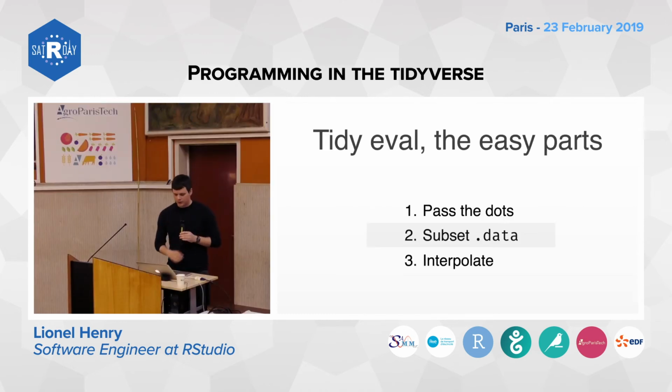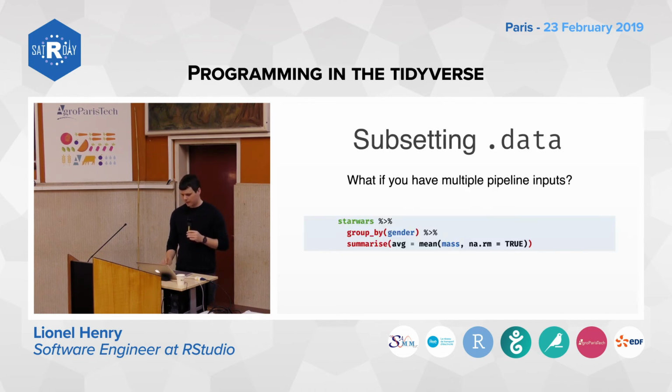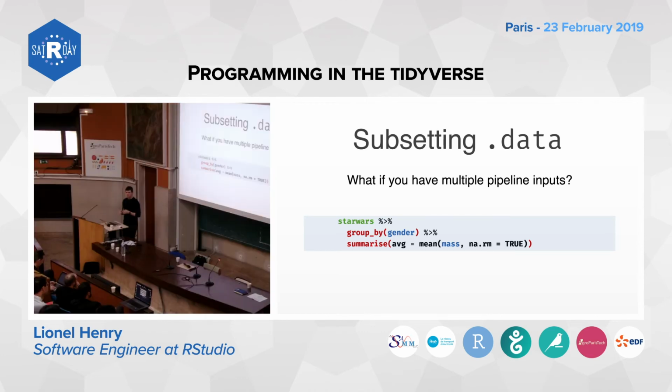The second method is subsetting the data pronoun. So what if you have multiple pipeline inputs? Before we had only one part that was changing inside group_by, and here we have two parts. We have inside group_by and inside summarize. And we are using two columns here. So we cannot use the dots.